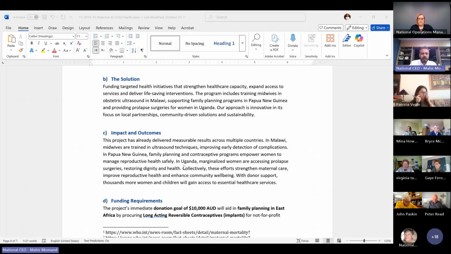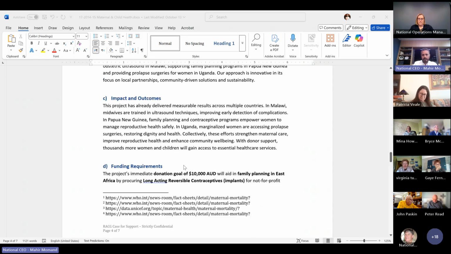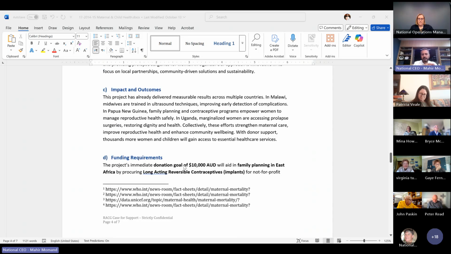So the solution is a funding-targeted health initiative that strengthens healthcare capacity, expands access to service, and delivers life-saving interventions. That's what the solution is about here, right? We know the problem and we know the solution here. And then we move to impact and outcomes. These are the impact and outcomes that we are trying to create, right?